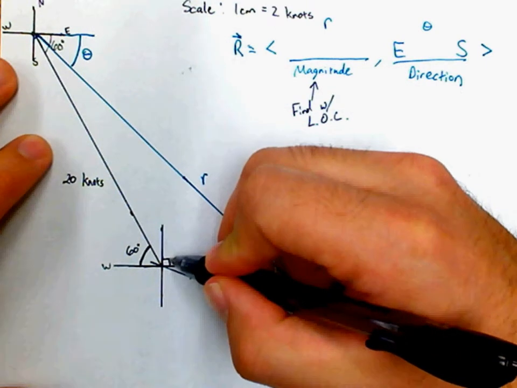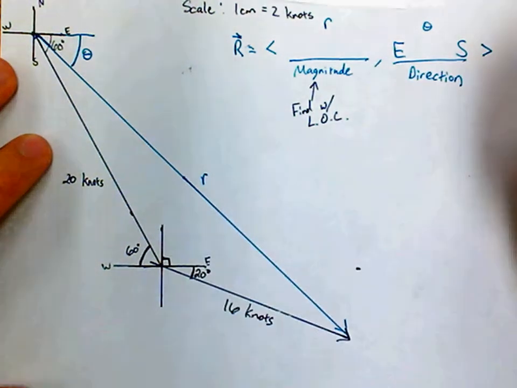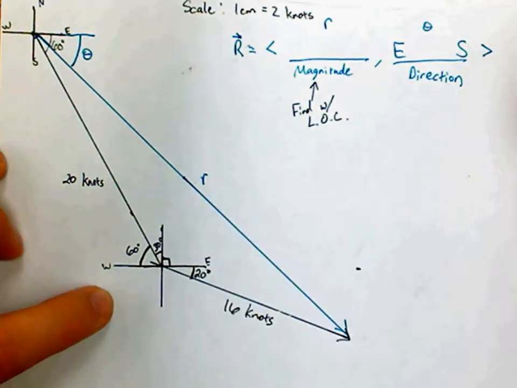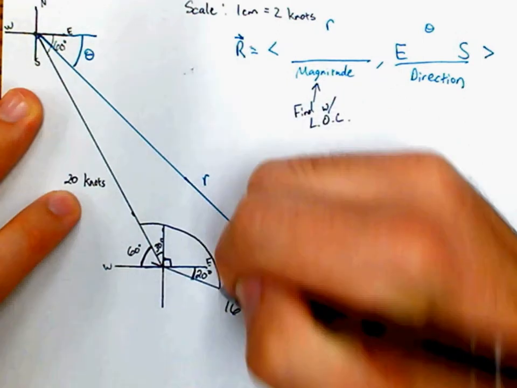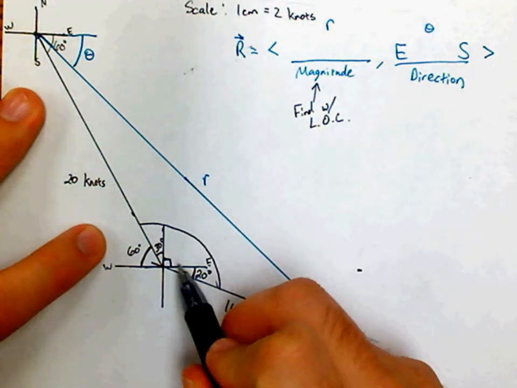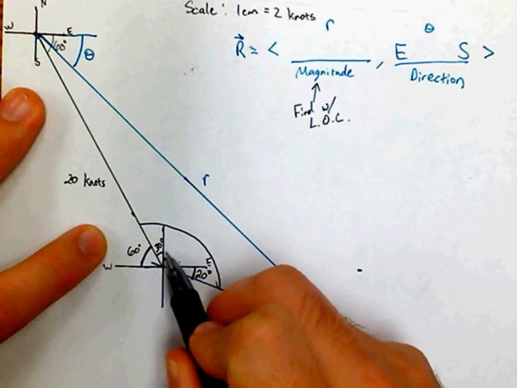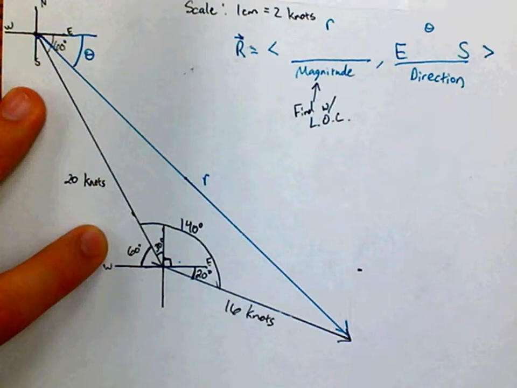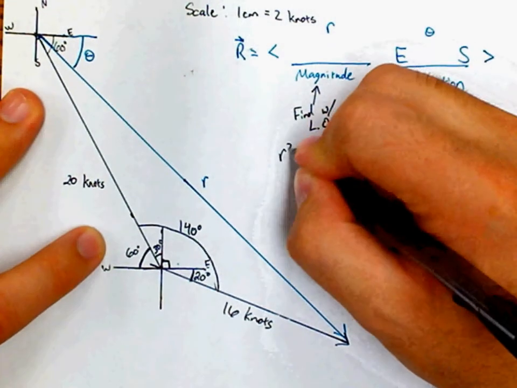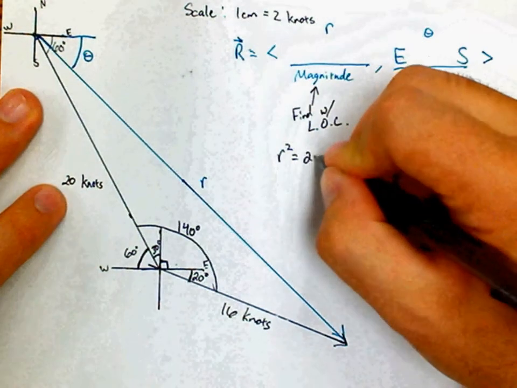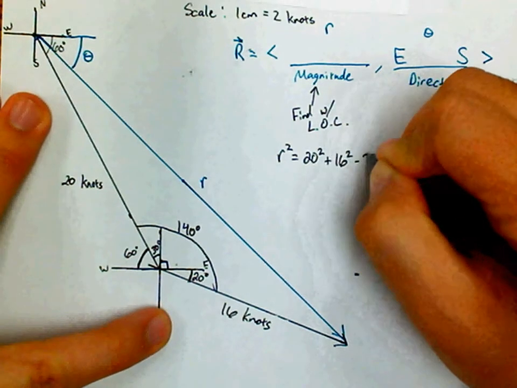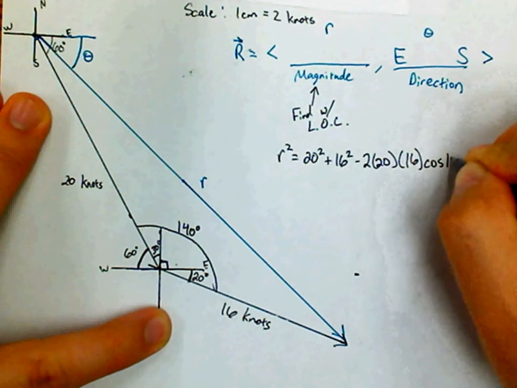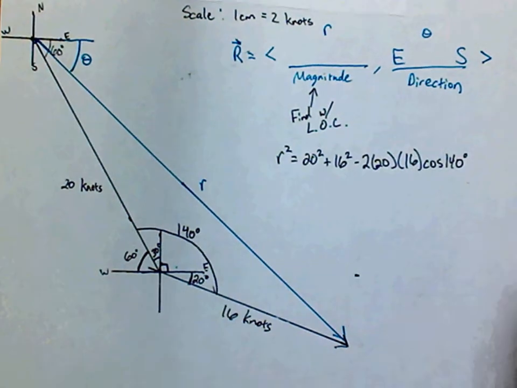That's a nice right angle. That's 20 degrees. If this is 60, this must be 30. I've got a big angle here. That big angle is going to be 30 plus 90. 90 plus 30, that's 120, plus another 20. I get 140 degrees. So my magnitude, R squared, will equal 20 squared plus 16 squared minus 2 times 20 times 16 times the cosine of 140 degrees.